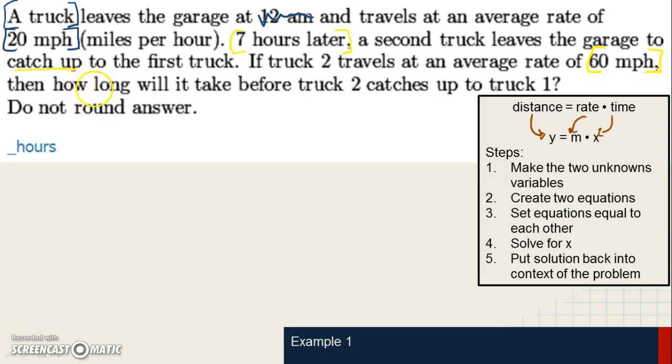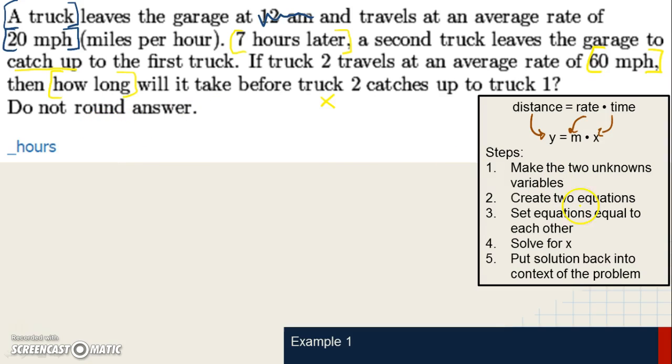And how long right here, if you say it really fast, sounds like Chinese, how long? But it's really asking us for time, because this refers to time. Now, whose time is it asking us to find? Well, how long will it take before truck 2? So it's asking us to find truck 2's time. So we don't know truck 2's time. We can make our first unknown the variable x. Now, it's asking us not to round our answer. That's a great indication that whatever we get in the end is probably going to be a decimal.